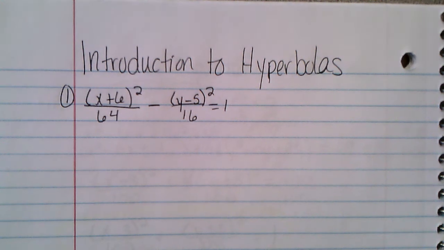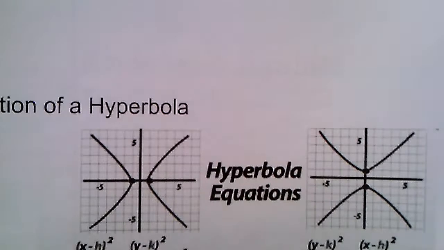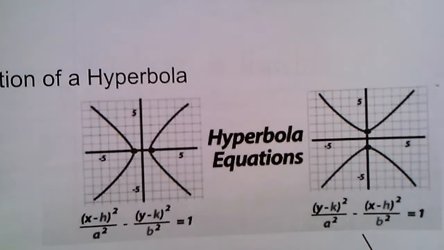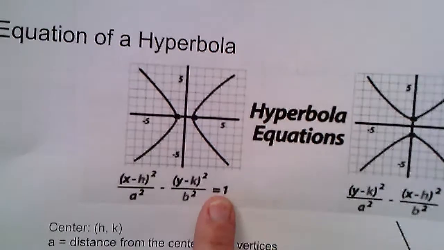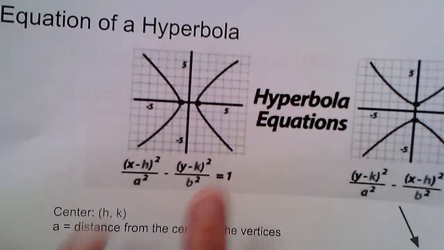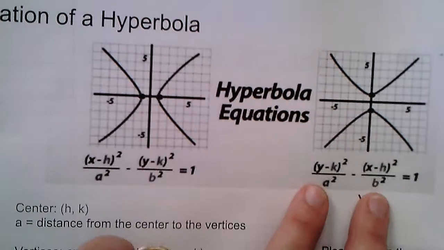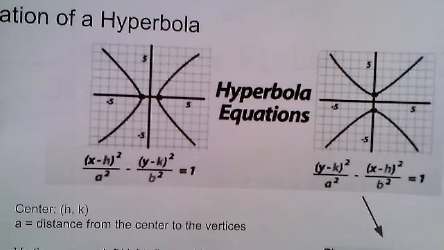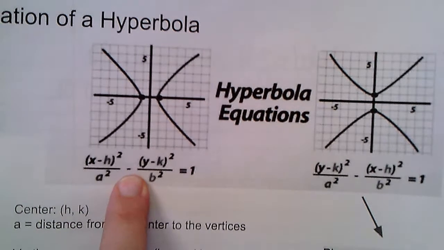So we've talked about circles, we've talked about ellipses, and so now we're going to talk about hyperbolas. So let's talk about the difference between the equations of ellipses and now hyperbolas. So the similarities, they're both equal to 1. They have the a and the b values, but the big difference is the subtraction sign.